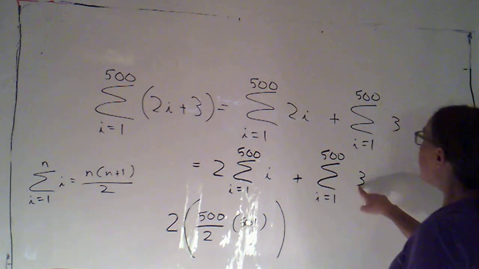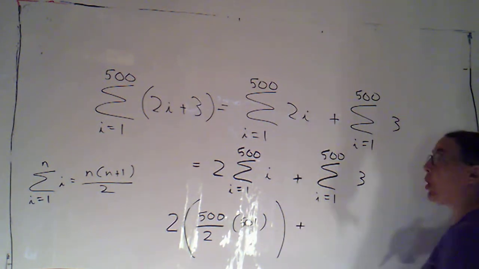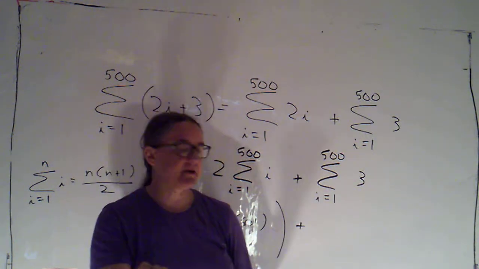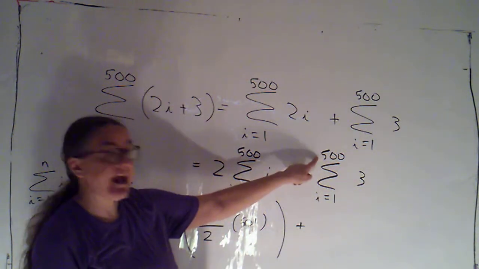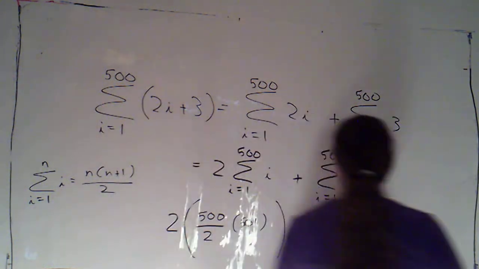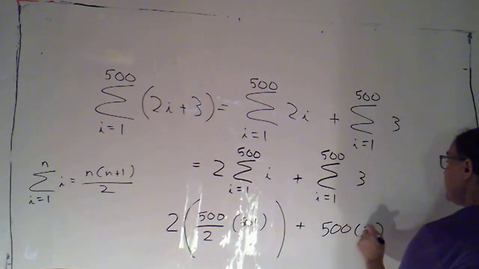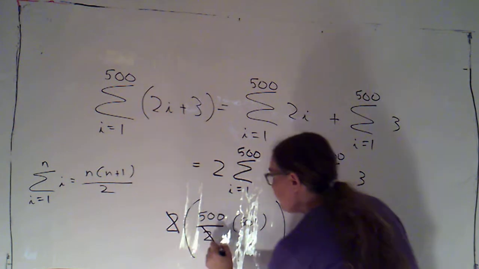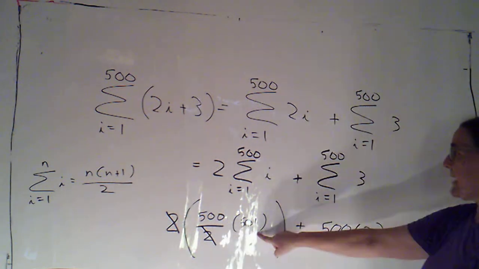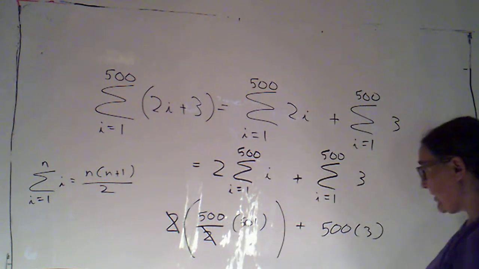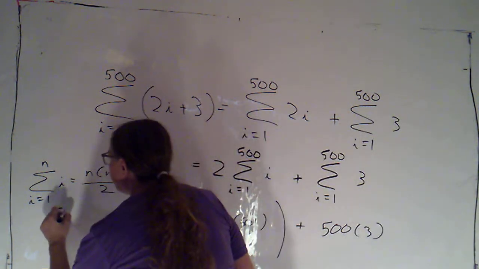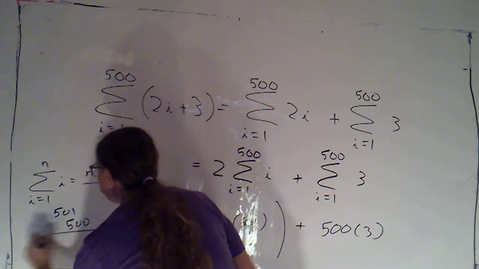Okay. Here, we're just adding up a whole bunch of 3's. So it's 3 plus 3 plus 3 plus 3. How many copies of 3 do we have? 500. So we're going to have 500 copies of 3, or 500 times 3. All right, let's simplify this. Here, my 2's will cancel. So I basically just need to multiply 501 by 500. So let's see, 501 times 500.